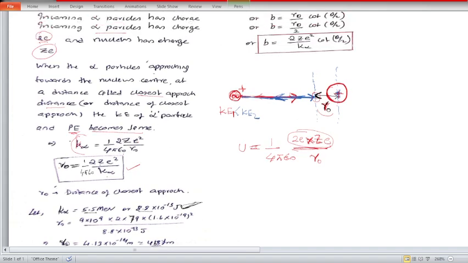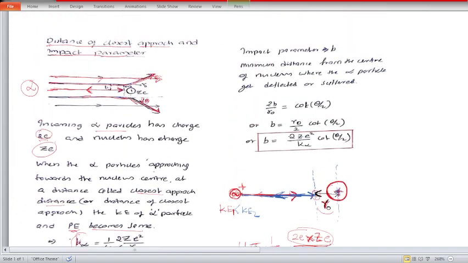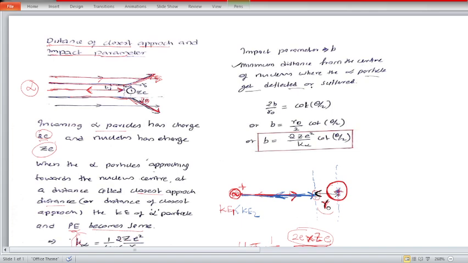Now we will also consider the other parameter, which is the impact parameter. The impact parameter is nothing but the minimum distance from the center of the nucleus where the alpha particle can get deflected or scattered.